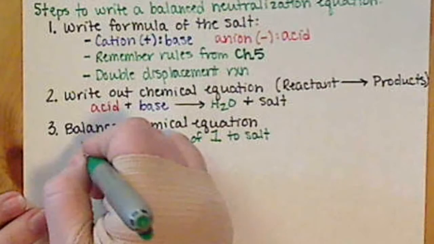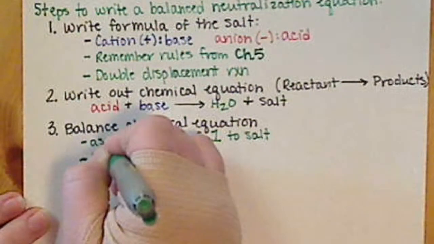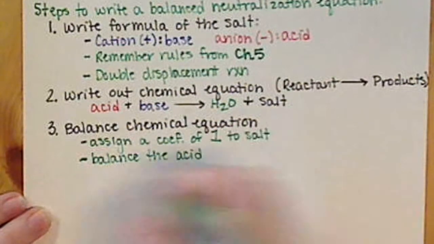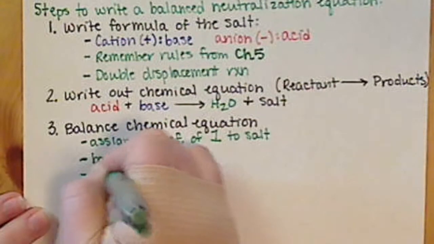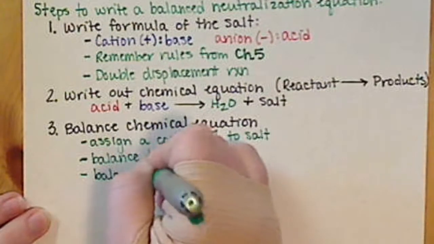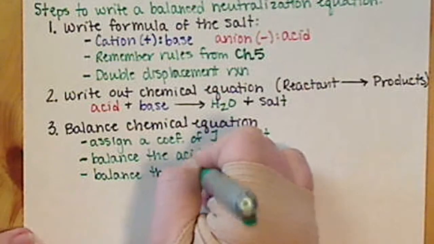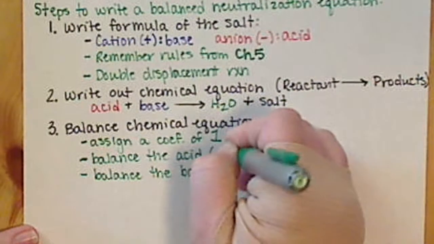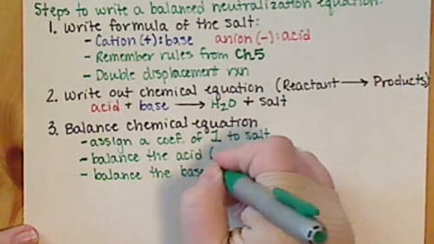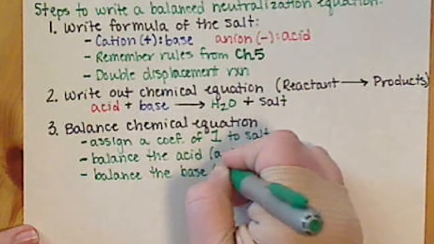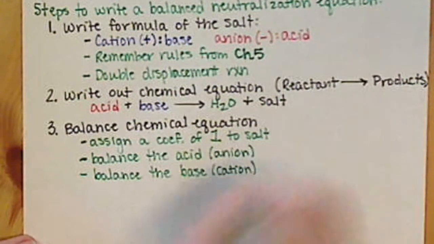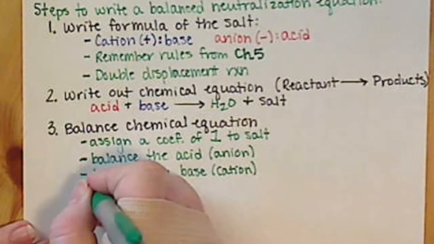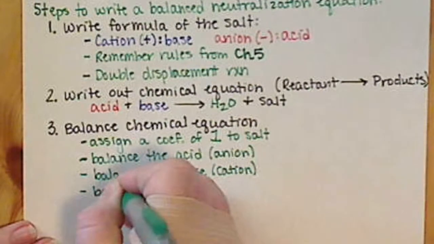Then balance the acid. Then balance the base. So you're going to balance the acid according to the anion in the salt, and the base is going to be balanced via the cation from the salt. Then you want to balance the water last.